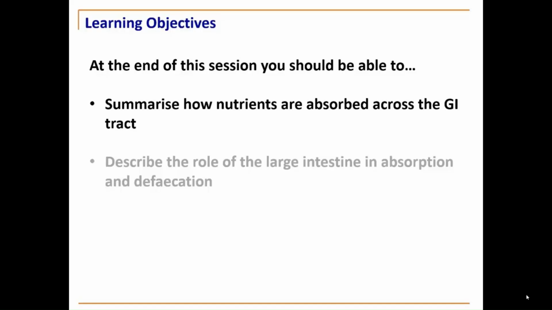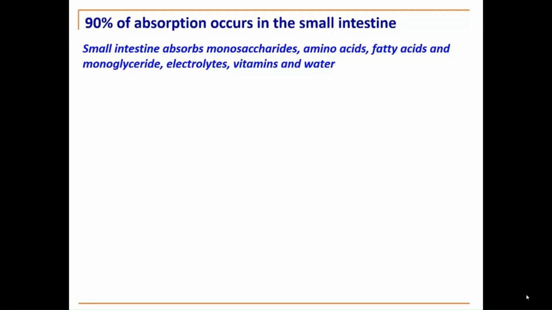In this session, we're going to cover the absorption of nutrients across the GI tract. We'll talk initially about absorption across the small intestine. So most of the absorption processes occur in the small intestine itself, and about 90% of absorption occurs there.